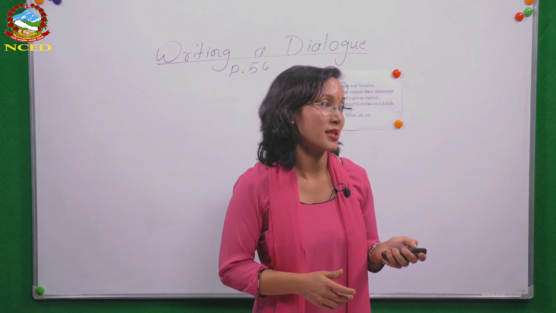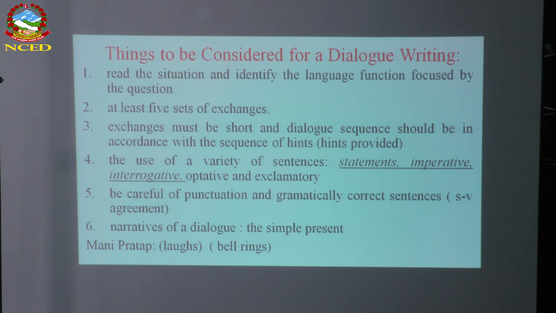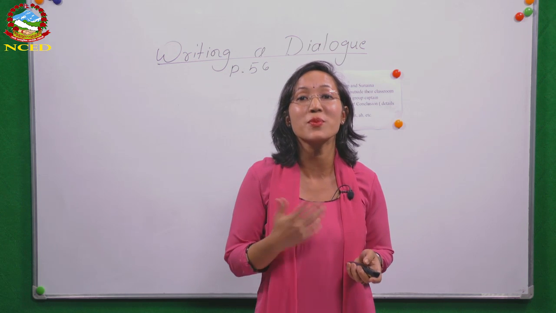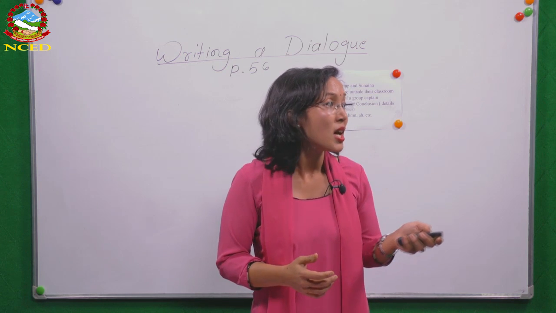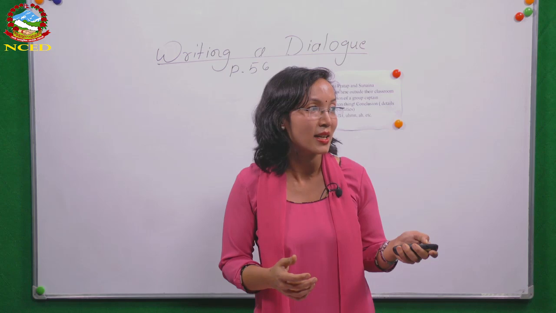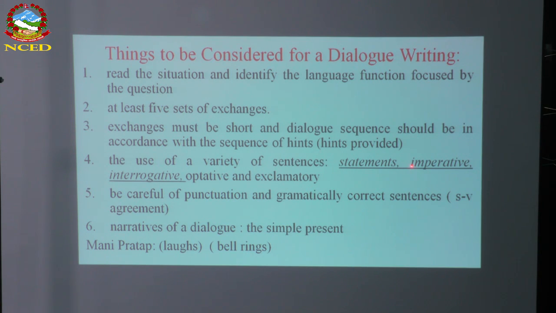Next, use a variety of sentences. Don't always use statements, or always imperative, or always interrogative, because in a dialogue a variety of sentences is used. Sometimes statements, which are also called assertive sentences. Imperative means like go, come. You could start with an imperative sentence with a verb. And interrogative, where the participants ask each other questions. Optative sentences are also used, but mostly we use these three: statements, imperative and interrogative. It doesn't mean we don't use optative and exclamatory; we use these two also.